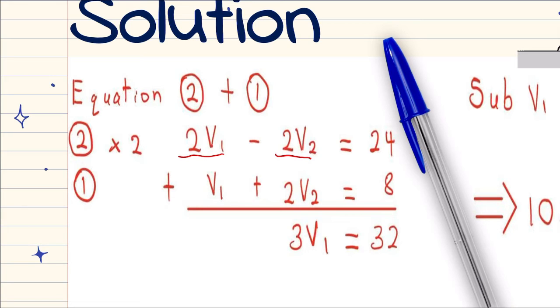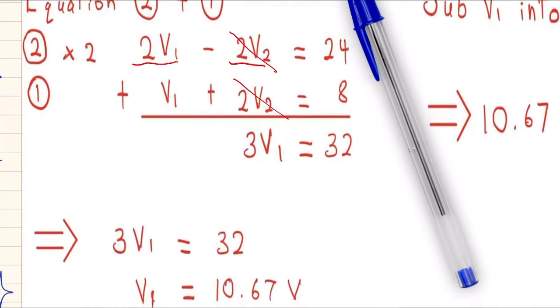So I will cancel out 2V2 and this both of this part. So when we take 2V1, we add V1, we get 3V1 is equal to 32, right? Yeah, correct. Okay.